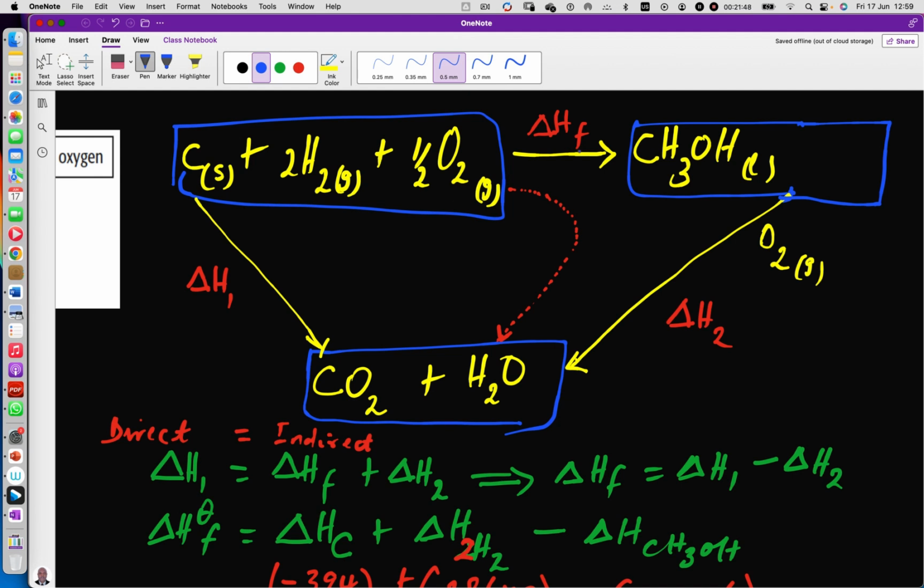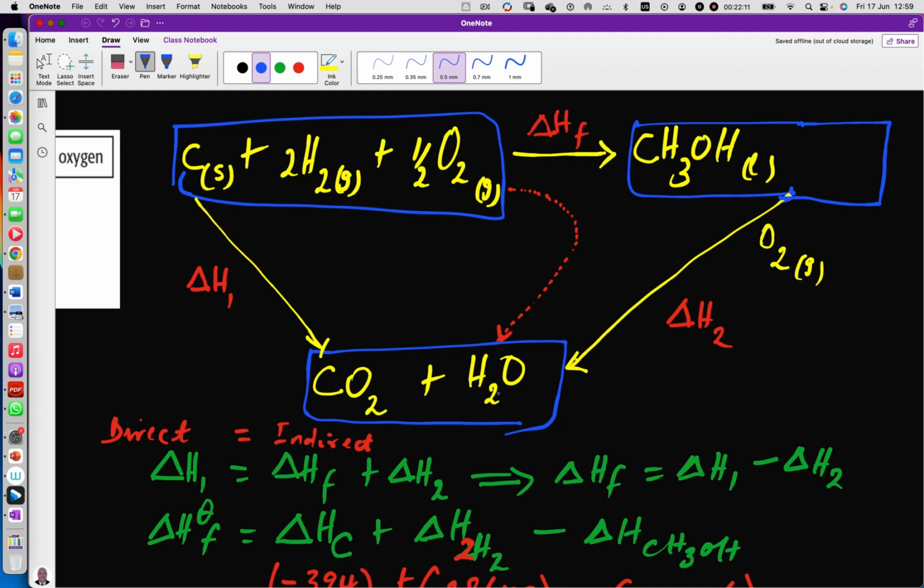Now, our enthalpy of formation will be what? This is methanol. Now, methanol again can undergo combustion. I will not put it here because if I put it here, the chemical equation here will not balance. It is on the line. So our methanol will undergo combustion again with oxygen to produce this.